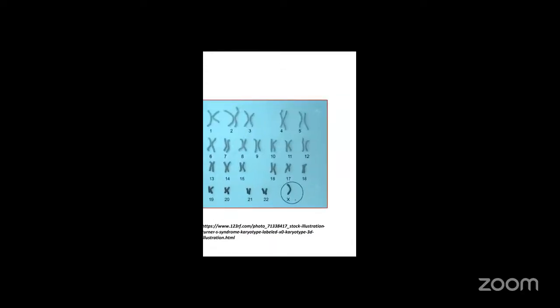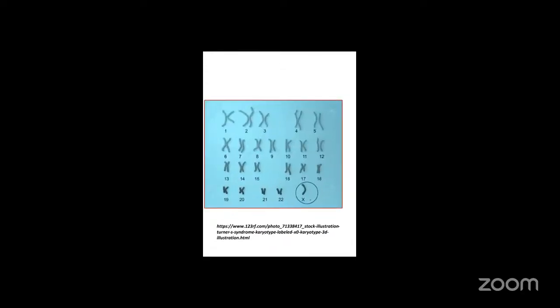So this is the karyotype of this. Are you observing here? They have got only one X chromosome. This is of the female. So if it is a female, it should have two XX chromosomes, but instead it has got only one X chromosome. That is why it is called XO syndrome.